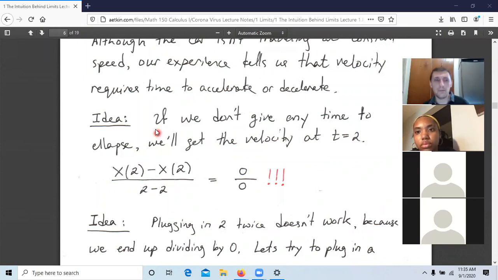Okay. So my first idea: if I don't allow time to change, then the velocity is uniform. So that's why I took the same position. But the problem is that I divide by 0. I have 0 over 0, which I cannot do. I need a way around it.